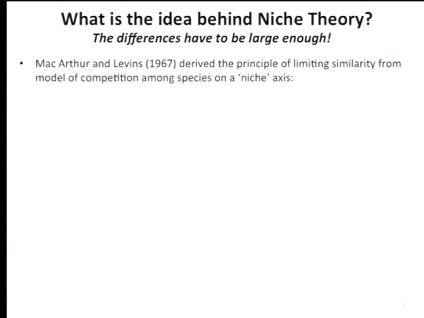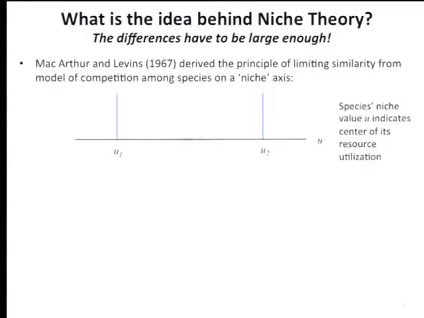And MacArthur and Levins showed this in 1967. They derived it from a model of competition among species arranged on a niche axis. And I'm going into this in particular because I'll use this kind of model later on. So this is something we've been playing around with in our lab.